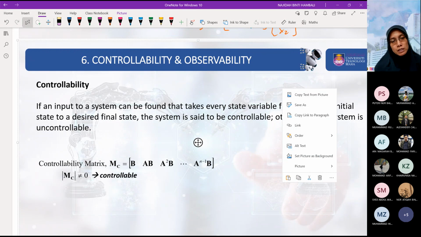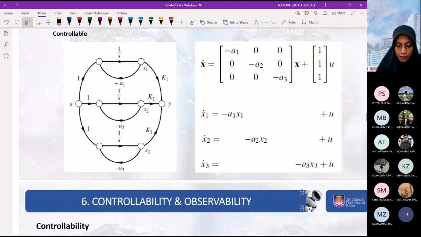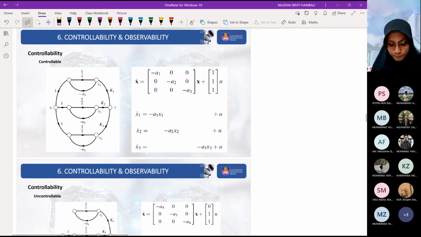Lepas tu kita boleh proceed dengan tutorial with the discussion for the past year question. From question 3, okay, untuk state space question 3. So assuming that in final question 3 you need to finish within 30 minutes, and sama dengan soalan keempat, digital control, you need to finish within 30 minutes. That's it for today. Last call, any question?